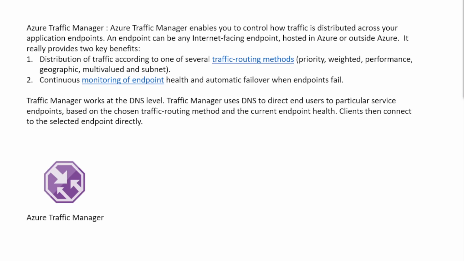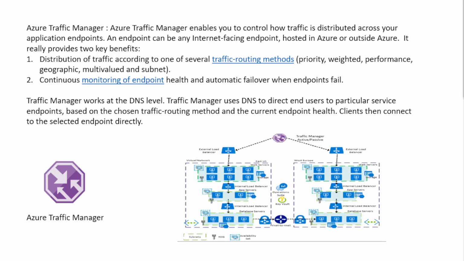Let me discuss a scenario. If you can see the diagram, I've shown two different regions, one is East US and the other is West Europe. In this diagram, we have two external load balancers behind the Traffic Manager, and the Traffic Manager is active passive. So one region is down at the moment and the other region is up. All the traffic would be going through that, and it has the health probe done.